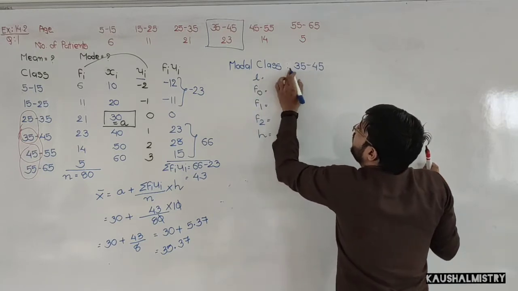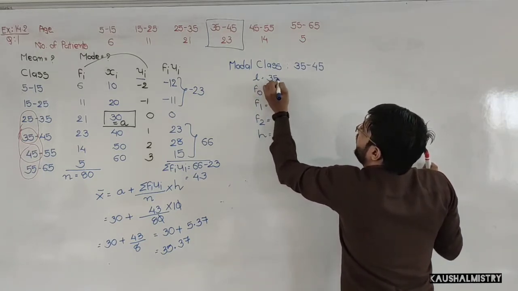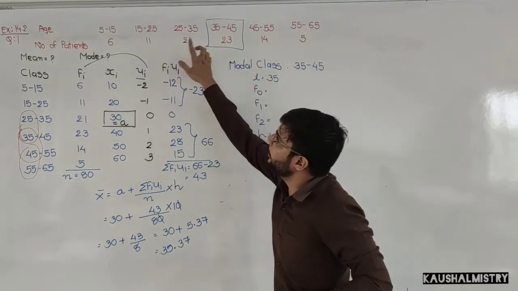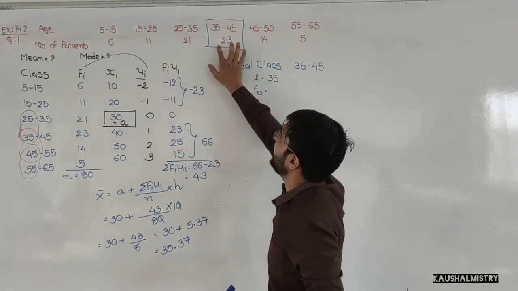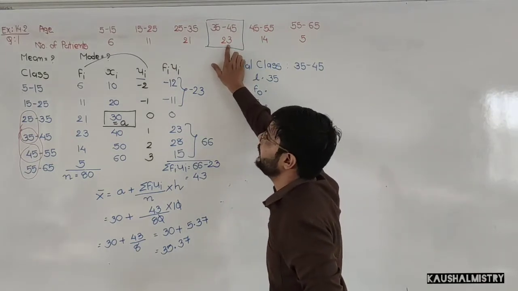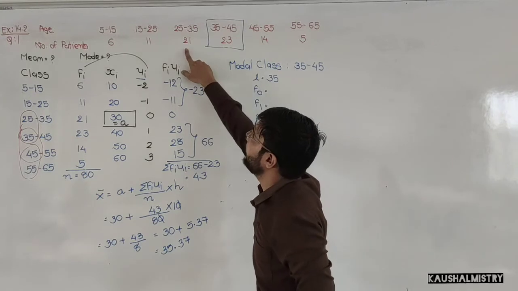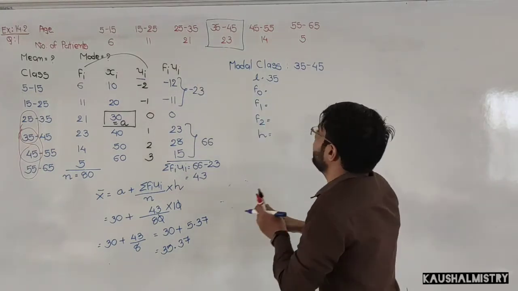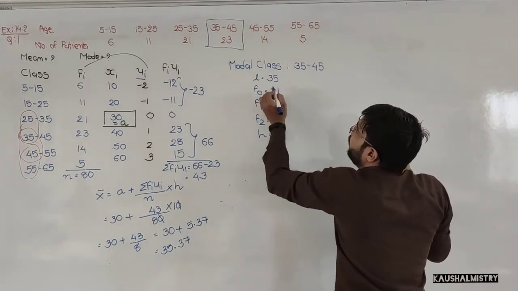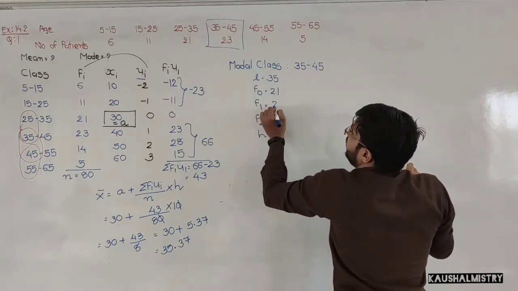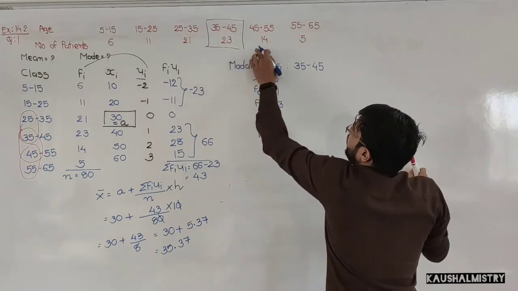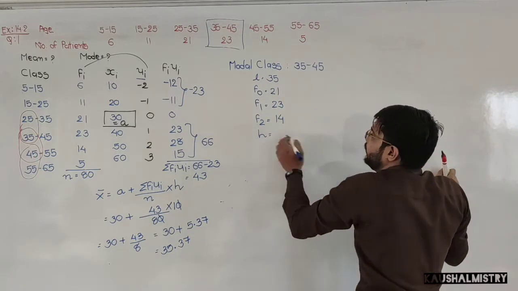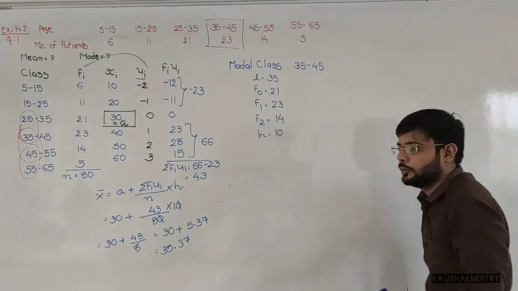Now L is equal to 35. F0 will be the frequency of the preceding modal class. The modal class frequency is 23, so the preceding one is 21. So frequency of the preceding modal class will be 21. Frequency of the modal class will be 23 and frequency of the following class, that is 40. So this will be 35 to 45. H will be equal to 10.